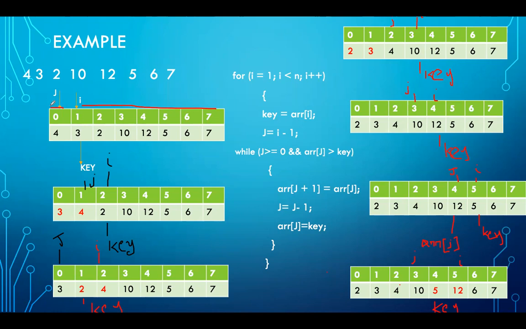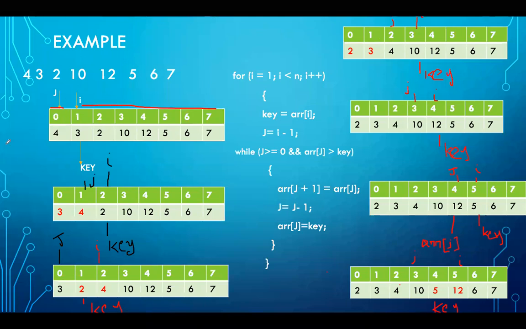Now we are starting from the third element, because I is starting from here. We have taken the 3, and this is the key element. We will compare with j, whether a of j is greater than the key. If yes, then we will exchange it. So here we have exchanged 3 and 4. After that, I will be incremented.